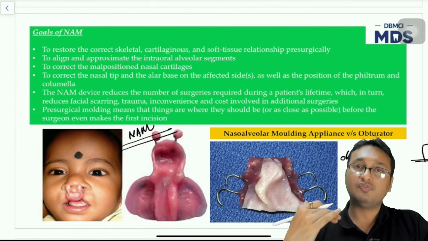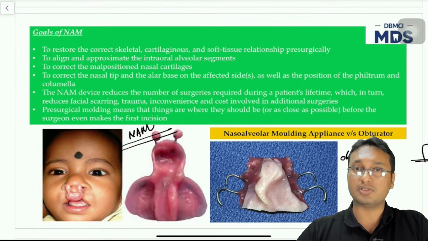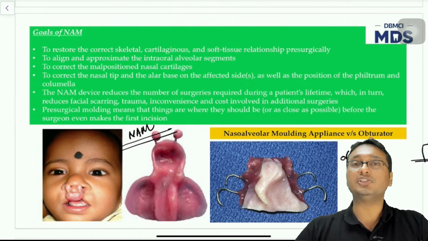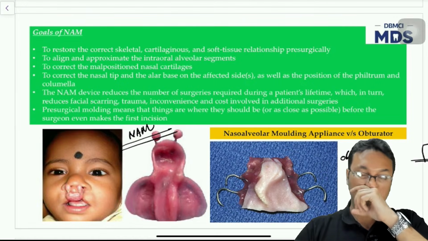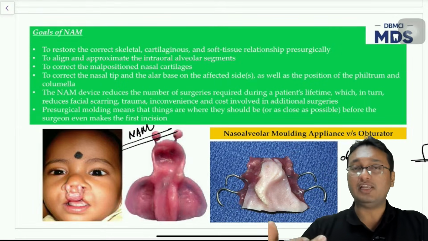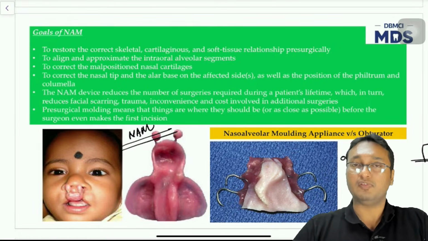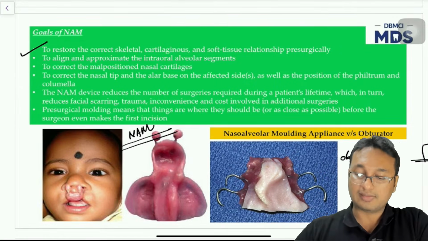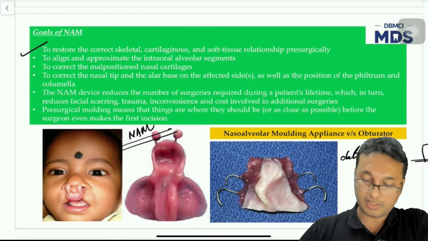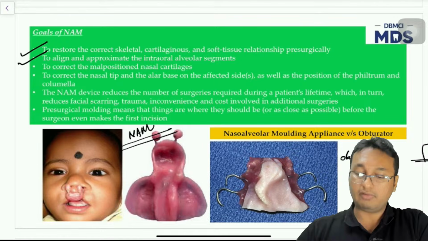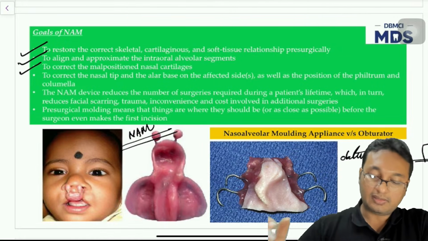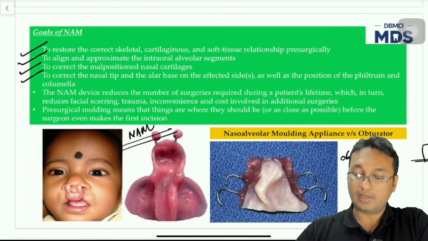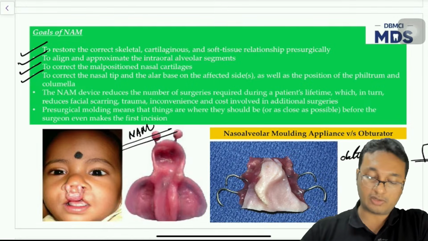So even before the first surgical incision is made by the cleft surgeon, the tissues should be in so much approximation to each other that not much effort and not much expertise and not much post treatment morbidity could be observed by the patient. That is the objective. Let's take a look. To restore the correct skeletal, cartilaginous and soft tissue relationship pre-surgically, to align and approximate the intraoral alveolar segments, to correct the malpositioned nasal cartilages, to correct the nasal tip and alar base on the affected sides as well as position of the philtrum and columella.